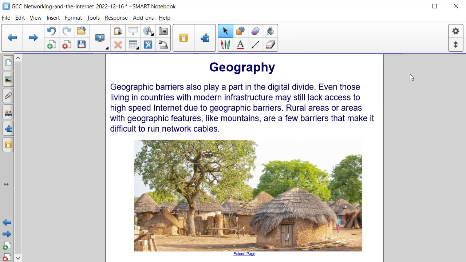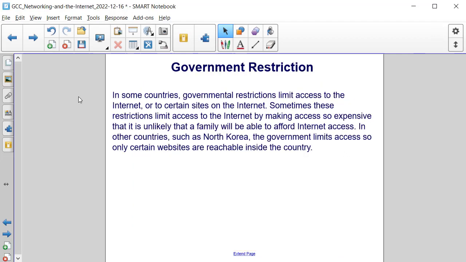Geographic barriers also play a part in the digital divide. Even those living in countries with modern infrastructure may still lack access to high-speed internet due to geographic barriers. Rural areas, or areas with geographic features like mountains, are a few barriers that make it difficult to run network cables.